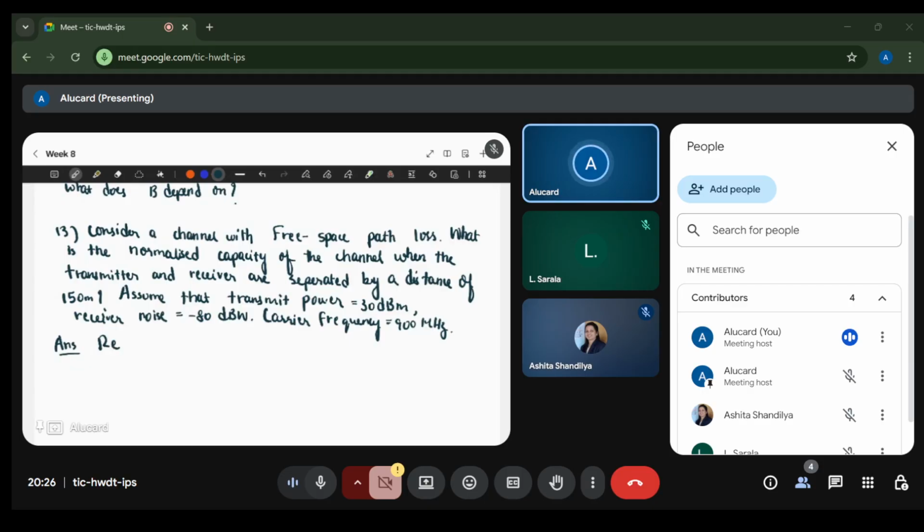The receive SNR is the transmit power minus path loss minus receive noise power.